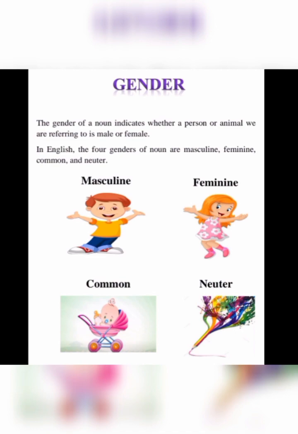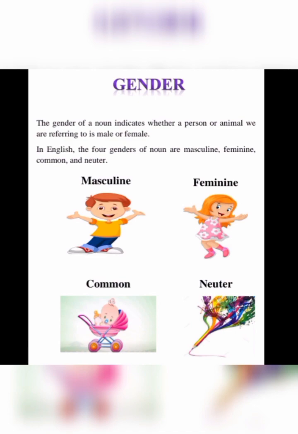A noun that is the name of a lifeless object or non-living thing is said to be of neuter gender. For example, pencil, paper, blackboard, chair, book, etc. Those which are non-living things are neuter gender.